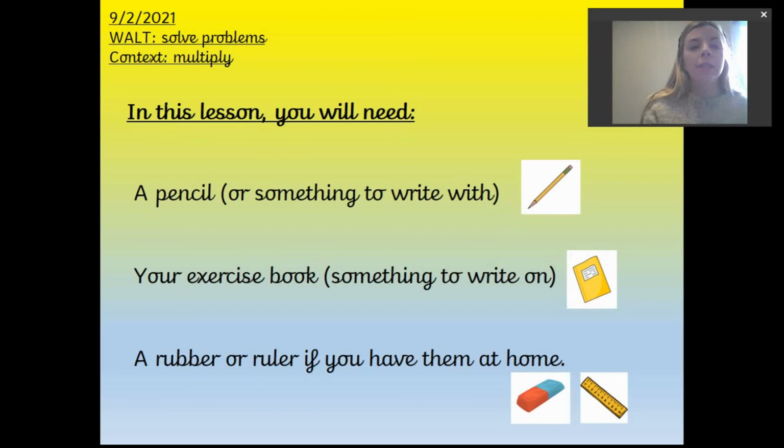So the date today is obviously the 9th of February, and today we are learning to solve problems. So we're going to be going back to what we recapped on yesterday, and we're going to be using it and applying that with solving word problems.